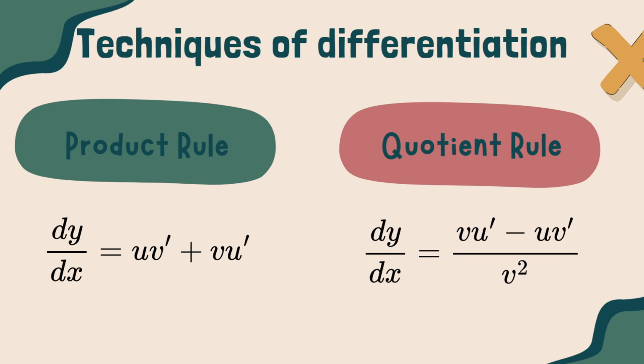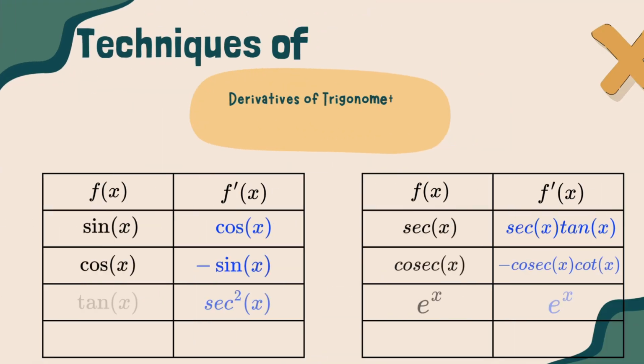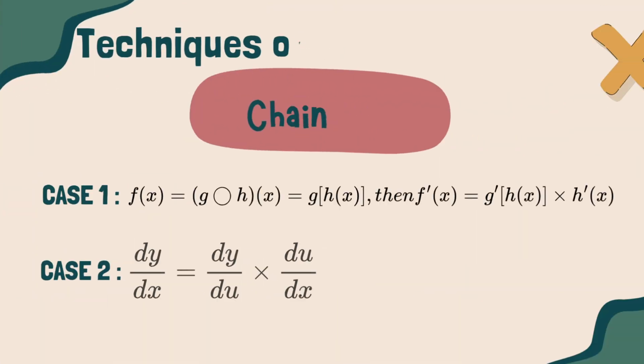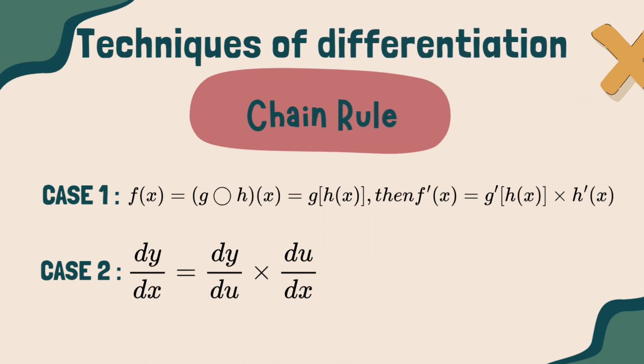So, what is the difference between the product rule and the quotient rule? It's easy to know. The product rule is only for multiplying functions, while the quotient rule is for rational or dividing functions. For the next technique, it is the derivatives of trigonometric, exponential and logarithmic functions. And the last one is the chain rule.